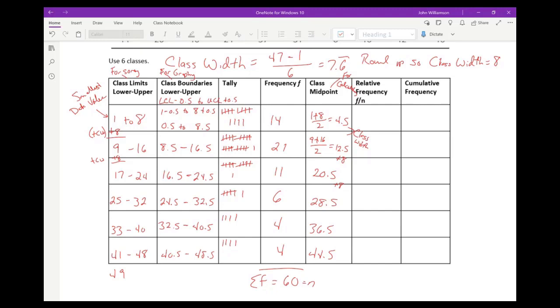So relative frequency is just the proportion of the data values that lie within that class. So to get relative frequency, it's always going to be just frequency divided by n. It's basically converting it to a decimal or a percentage.